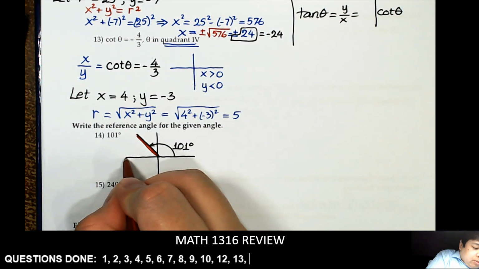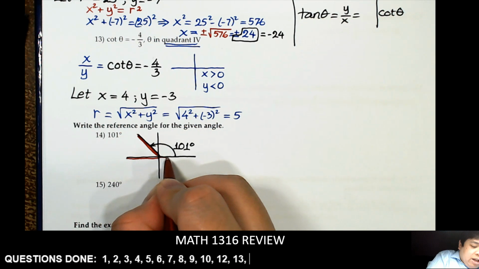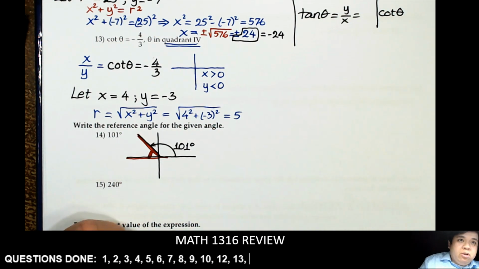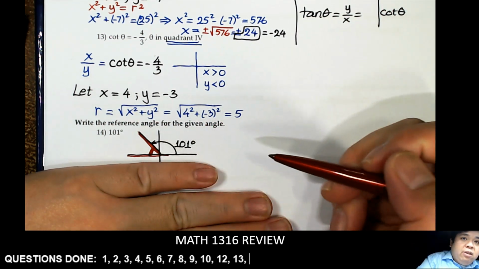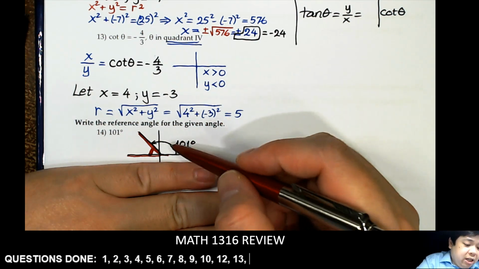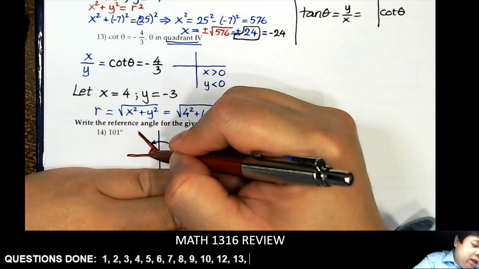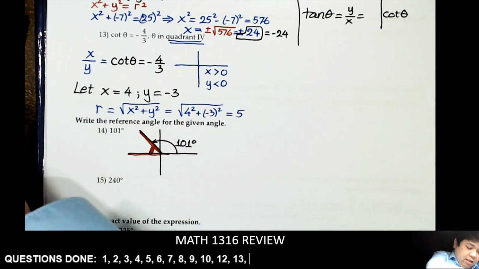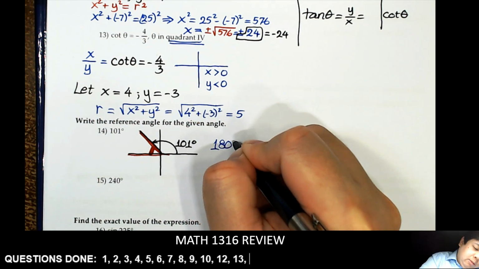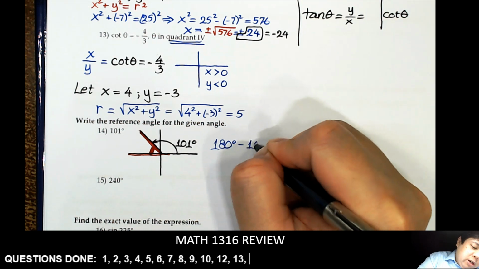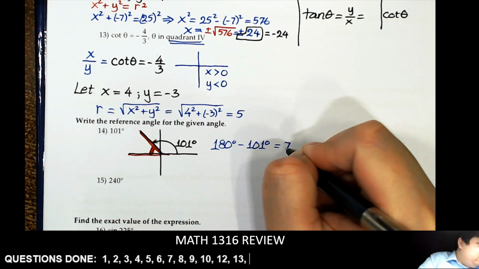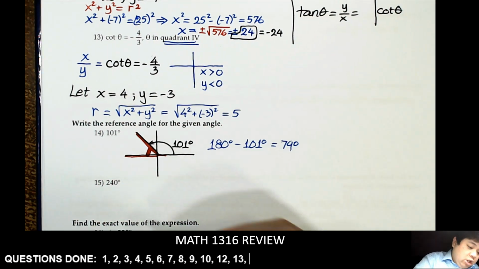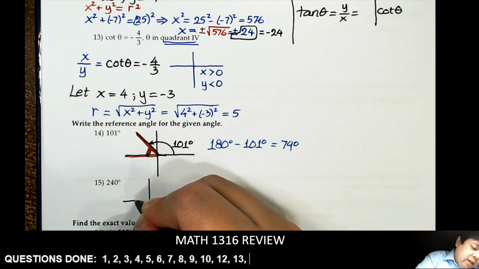with either the positive or negative x-axis. We're going to choose the negative x-axis because this angle is an acute angle. So the upper half of the revolution is 180. So we're going to take 180 minus 101, which will give us this angle in here. So 180 minus 101 will be 79 degrees. Right. So just use the definition to find the reference angle here.